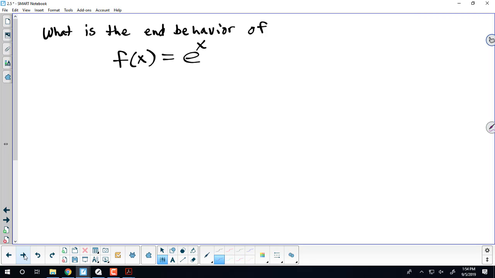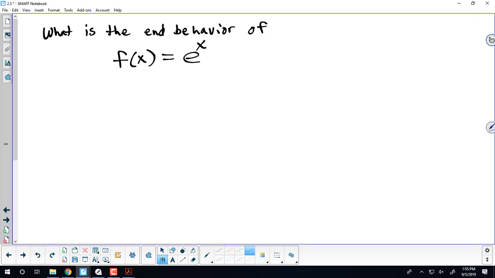Okay. What's the end behavior of e to the x? Why is this scary? Do y'all remember the graph of that? The little, it goes up to infinity on the right and then sideways in that direction. Yeah? Okay. Right.